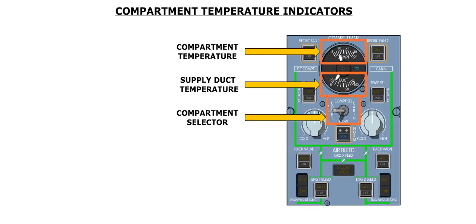Two indicators show the temperature in the selected compartment and associated duct outlet. The selection of which zone is measured is made by the compartment selection toggle switch. The switch allows the crew to check the zone temperature and the duct temperature for the flight deck or the cabin.